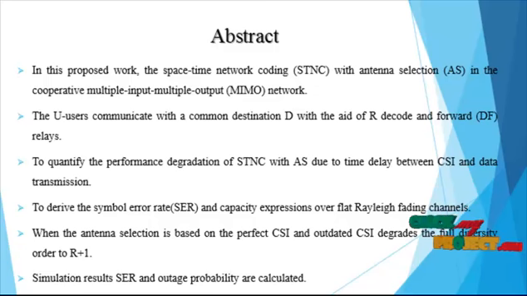We also examine the effects of spatial correlation on the performance of STNC with antenna selection by obtaining a new closed-form expression for the asymptotic SER, which indicates that STNC with AS achieves a full diversity order over flat correlated Rayleigh channels regardless of the value of the spatial correlation coefficients. Numerical and simulation results demonstrate the accuracy of our theoretical analysis and evaluate the performance of space-time network coding with antenna selection.